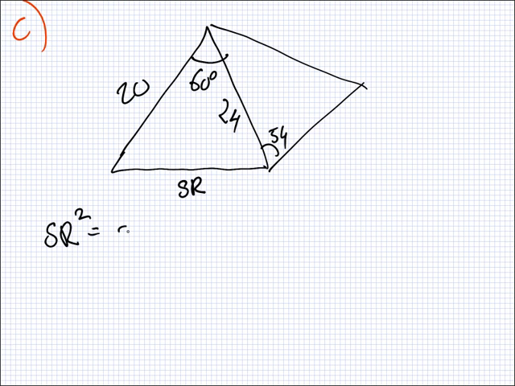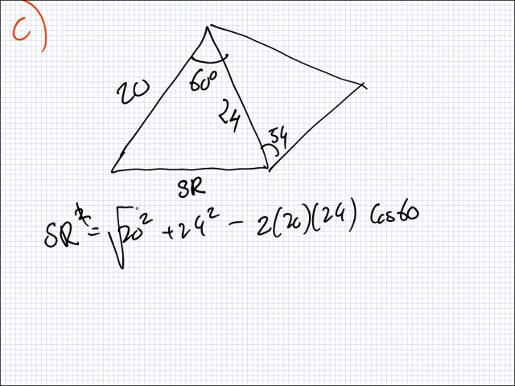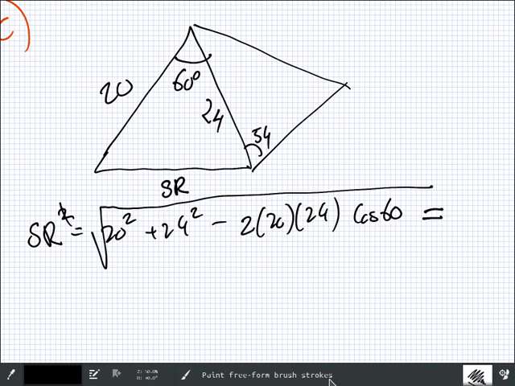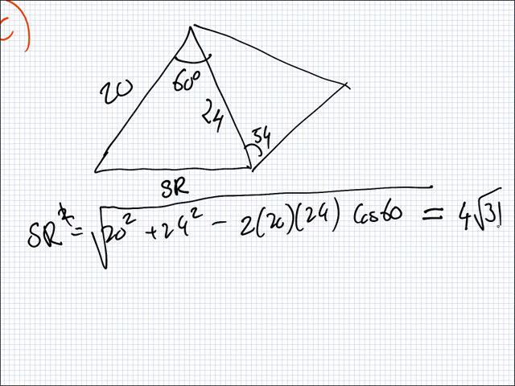SR squared equals 20 squared plus 24 squared minus twice 20 by 24 by cos 60. So simply typing this in one go, we can get our answer straight away. Oh, now they want the answer as a surd. And hopefully your calculator will do that for you. Yours won't, but the Casio will. 4 root 31. Who would have thought?